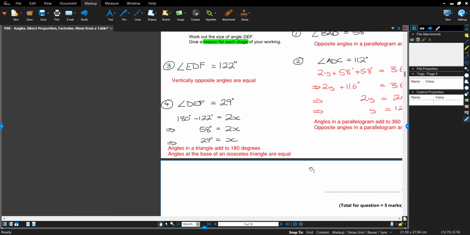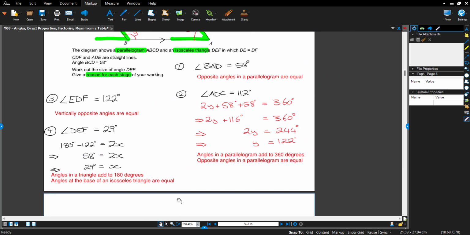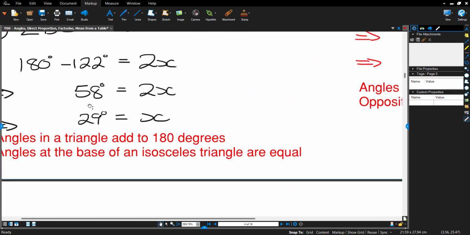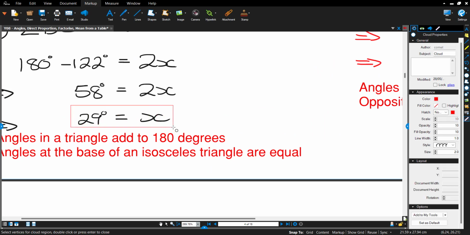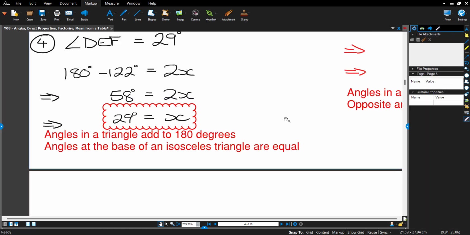I don't like writing out all the reasons. I know it's a bit of a pain, but whatever. You get it done. And that's it. 29 degrees is your answer. Coolio. That's it.